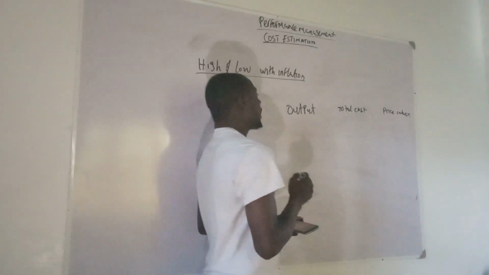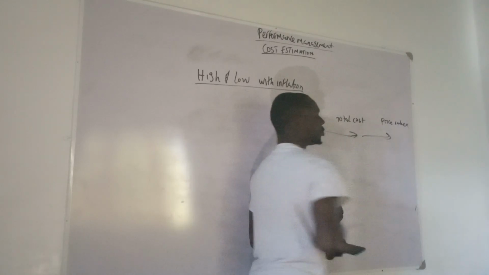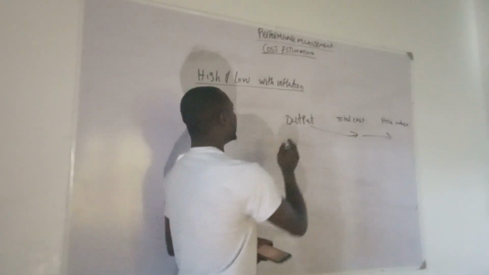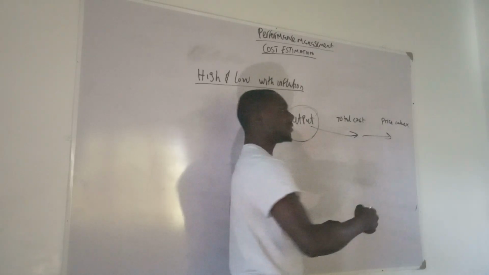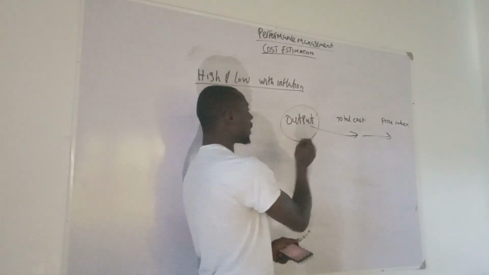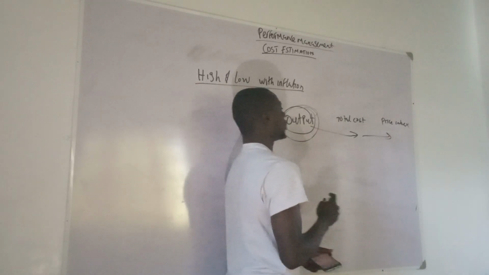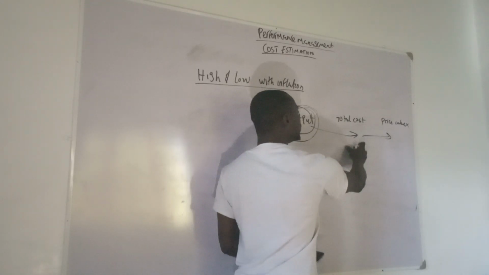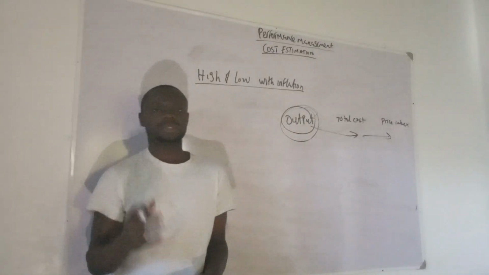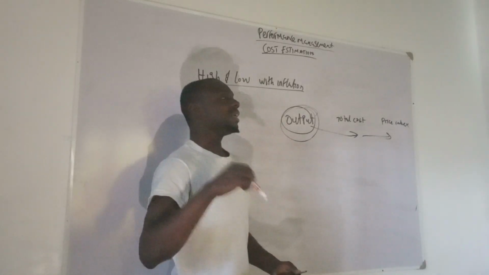Now, what is the relationship between the output and these three? Class, your output, your level of activity, will depend largely on the total cost, because for you to produce 50,000 units, you have to incur some cost. So definitely your output will depend on your total costs. Which means that you have to adjust for inflation.